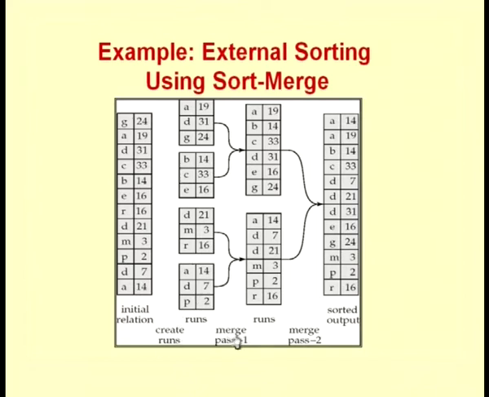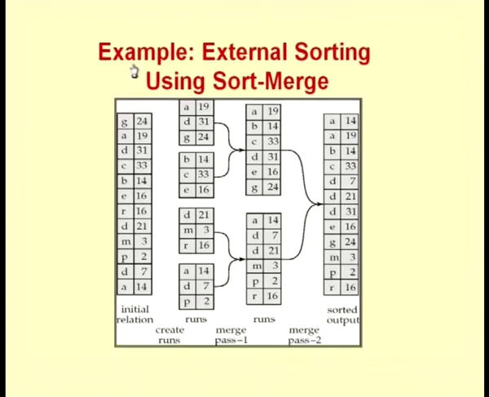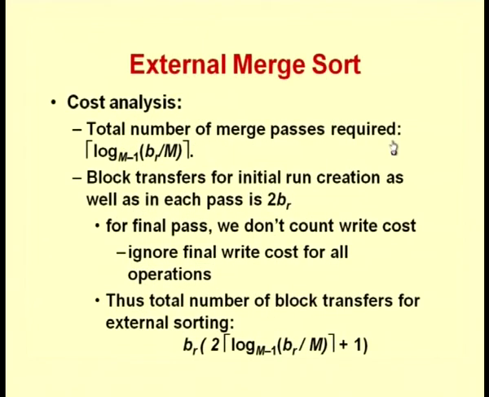Then you have to merge, in pass 1. These two are merged in the order A, B, C, D, E, G, and these two are merged as A, D, M, P, R, and then these two are merged together to get the sorted output. This is the way in which external sorting is done. You can see that initially it is all unsorted, then within each small part you are sorting, and so on.